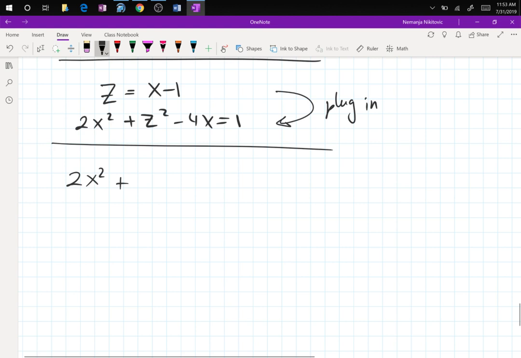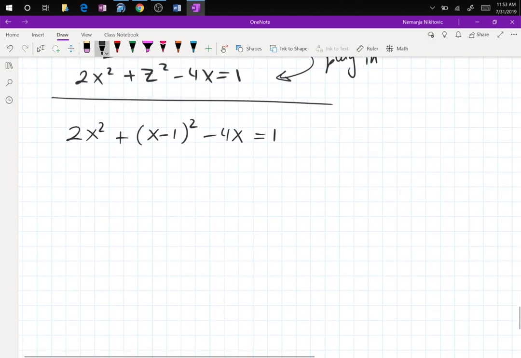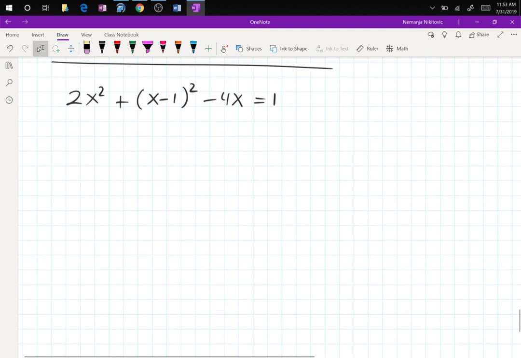2x squared plus (x minus 1) squared minus 4x equals 1. And guys, this is the same as a problem that you would have in your Algebra 1 to solve a quadratic equation. 2x squared plus x squared minus 2x plus 1. When you expand, don't forget the middle term, equals 1. Simplify this as much as possible.